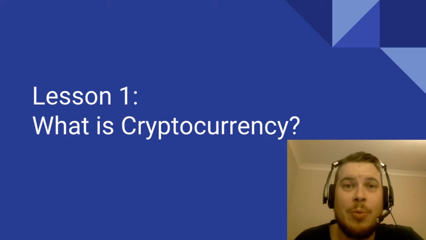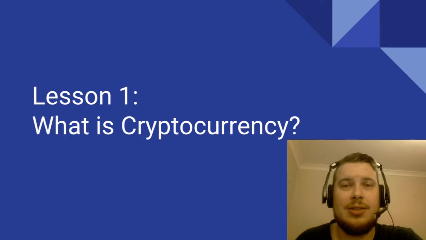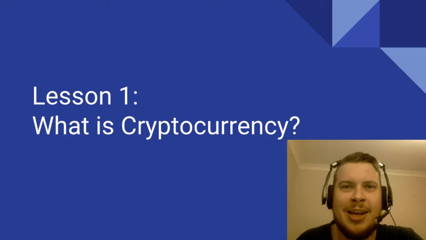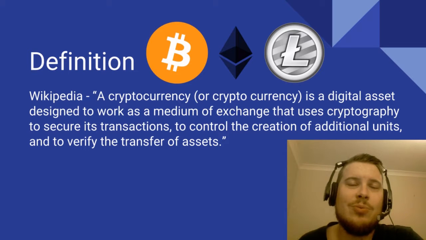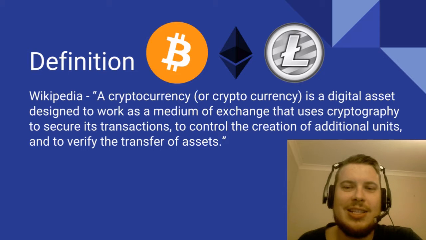Now, lesson number one, what on earth is this cryptocurrency that I've been hearing all about on the news, from my friends, from those annoying work colleagues who won't shut up about it? Well, cryptocurrency is a digital asset designed to work as a medium of exchange that uses cryptography to secure its transactions, to control the creation of additional units, and to verify the transfer of assets. So at the end of the day, it's a digital asset designed to work as a medium of exchange. That's it. It's as simple as that, really.